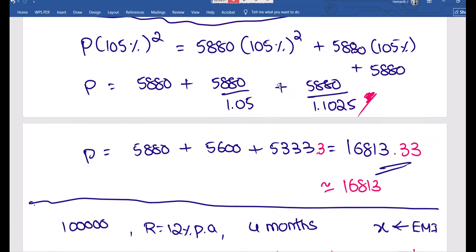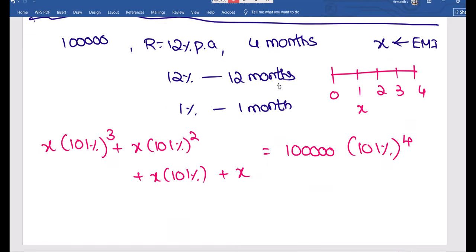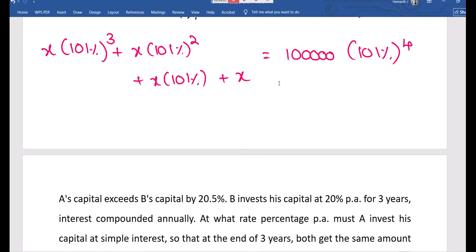EMI concept. Generally two questions will be there. One is what is the EMI amount, X amount? Or sometimes, instead of EMI, they will say you are paying an equal amount after every year. What is that amount? You need to decide.